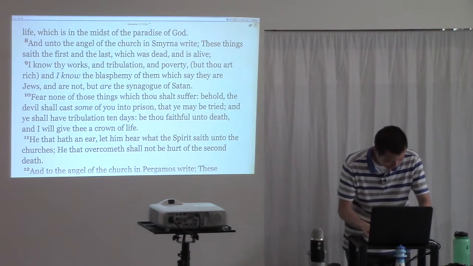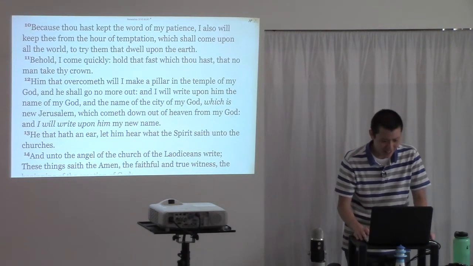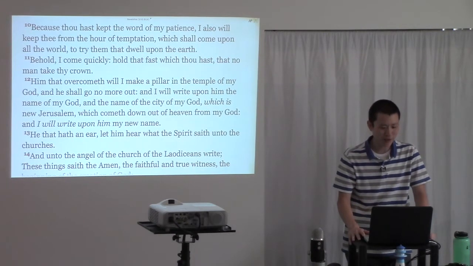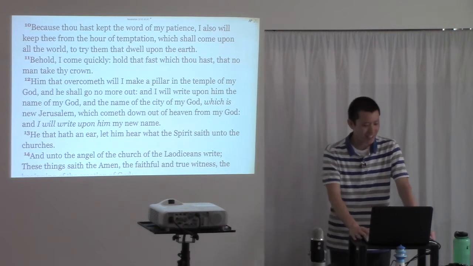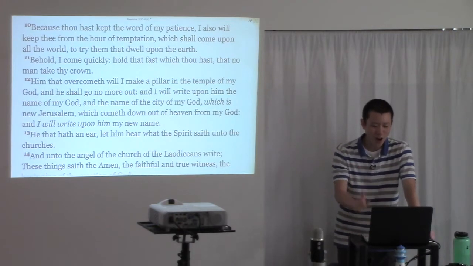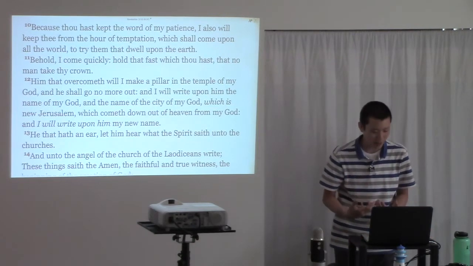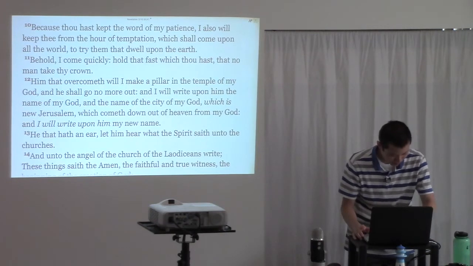Let me show you here in Revelation 3:10 again. It says here, because thou hast kept the word of my patience, I also will keep thee from the hour of temptation, which shall come upon all the world, to try them that dwell upon the earth. So there's this hour of temptation that is coming. He says, behold, I come quickly. Hold that fast which thou hast, that no man take thy crown. So again, this crown is linked in with this temptation, with these trials.